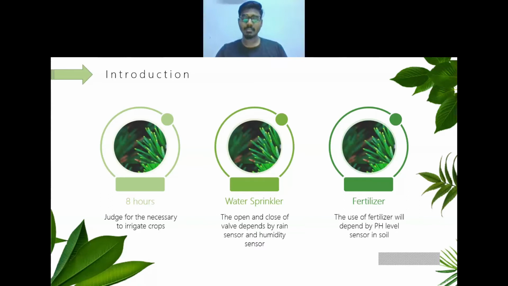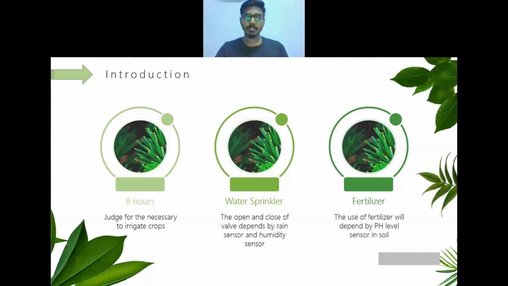Now let me tell you about the process flow. Once the start button is pressed, the system will judge the necessity to irrigate the crop every 8 hours through the feedback signal from the rain sensor and humidity sensor. The system will help farmers irrigate crops on time without any manual activities.